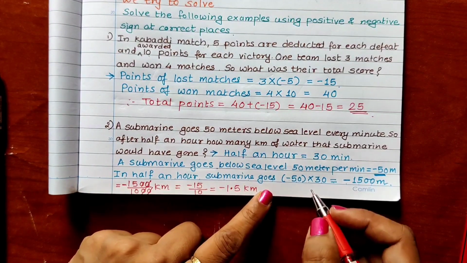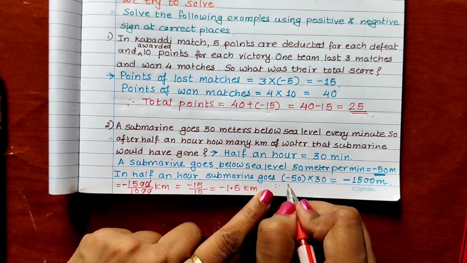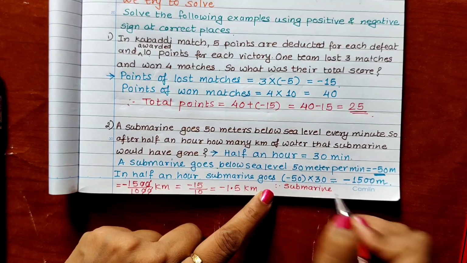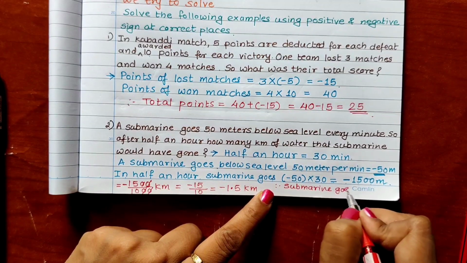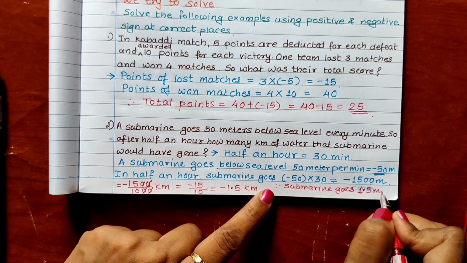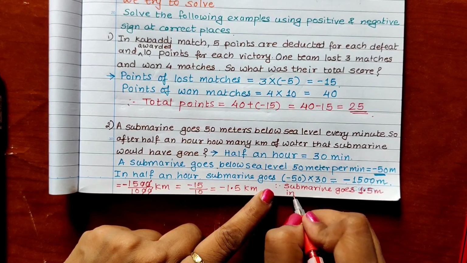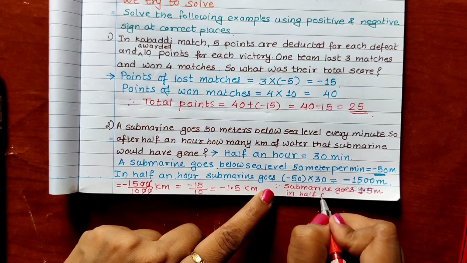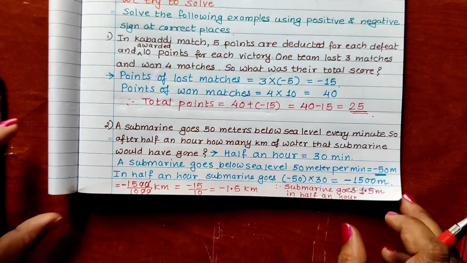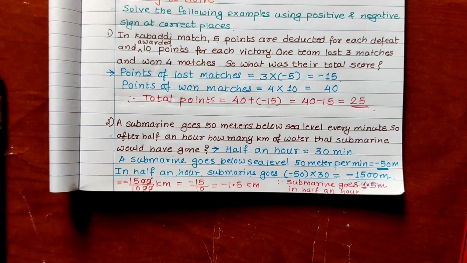So in the end, write the answer. Therefore, the submarine goes 1.5 kilometer in half an hour. I hope this solution is visible properly, nicely. Here we have converted meter into kilometer.